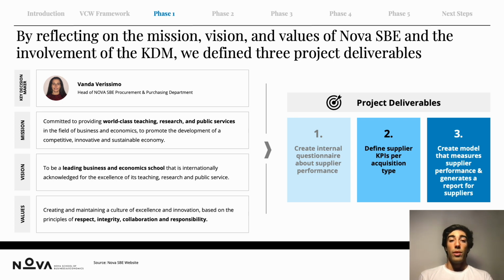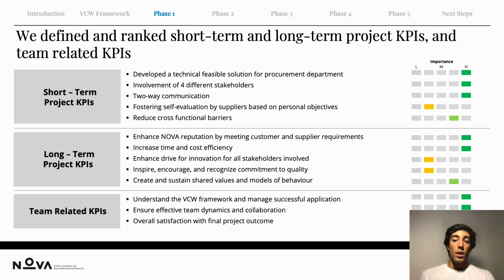So, by reflecting on the mission, vision, and values of Nova SBE and the involvement of the KDM, we defined three project deliverables. The first one was to create an internal questionnaire about supplier performance. The second one was to define supplier KPIs per acquisition type, and the third one was to create a model that could measure supplier performance and generate a report for suppliers. We also defined and ranked some short-term and long-term project KPIs and also team-related KPIs. We'll go over the most important ones.